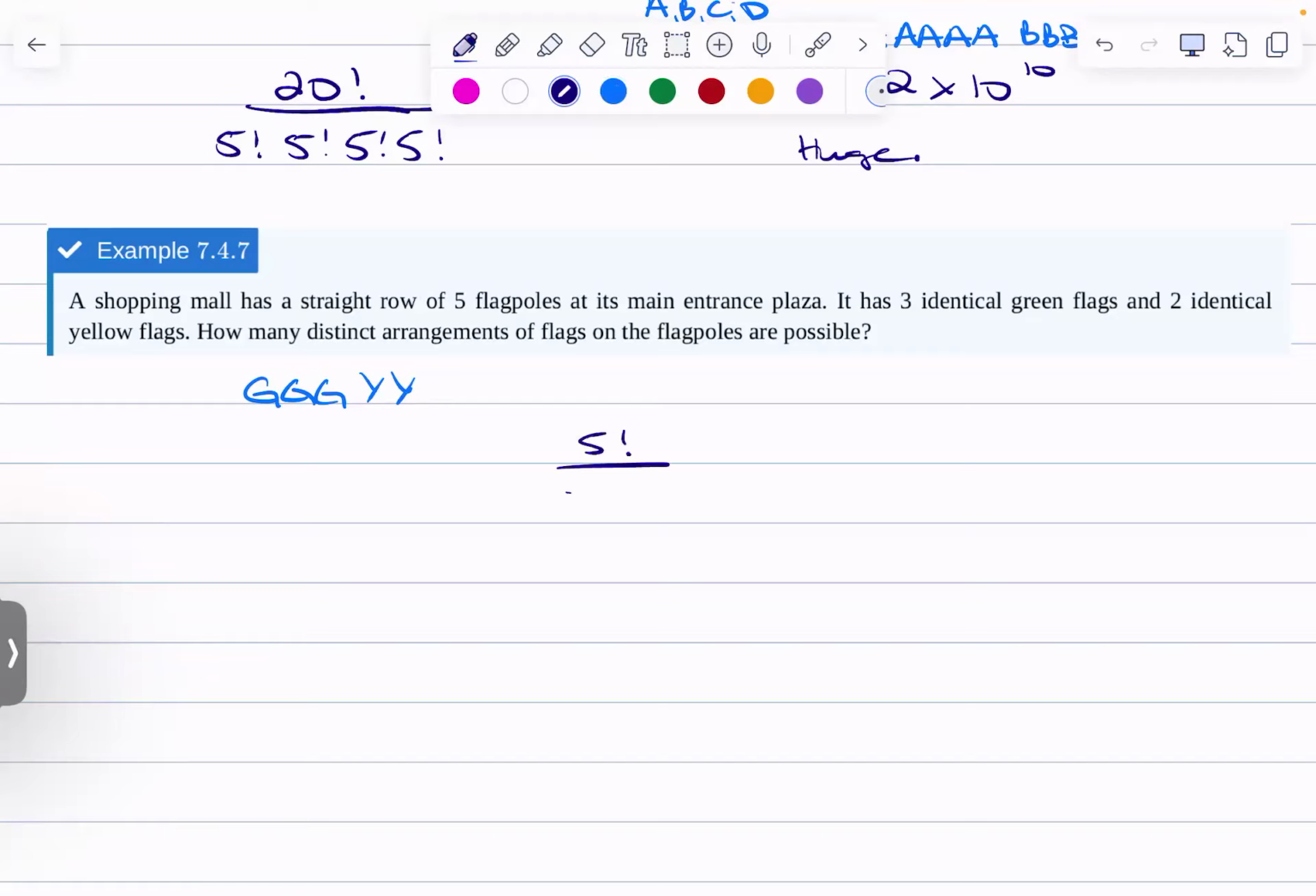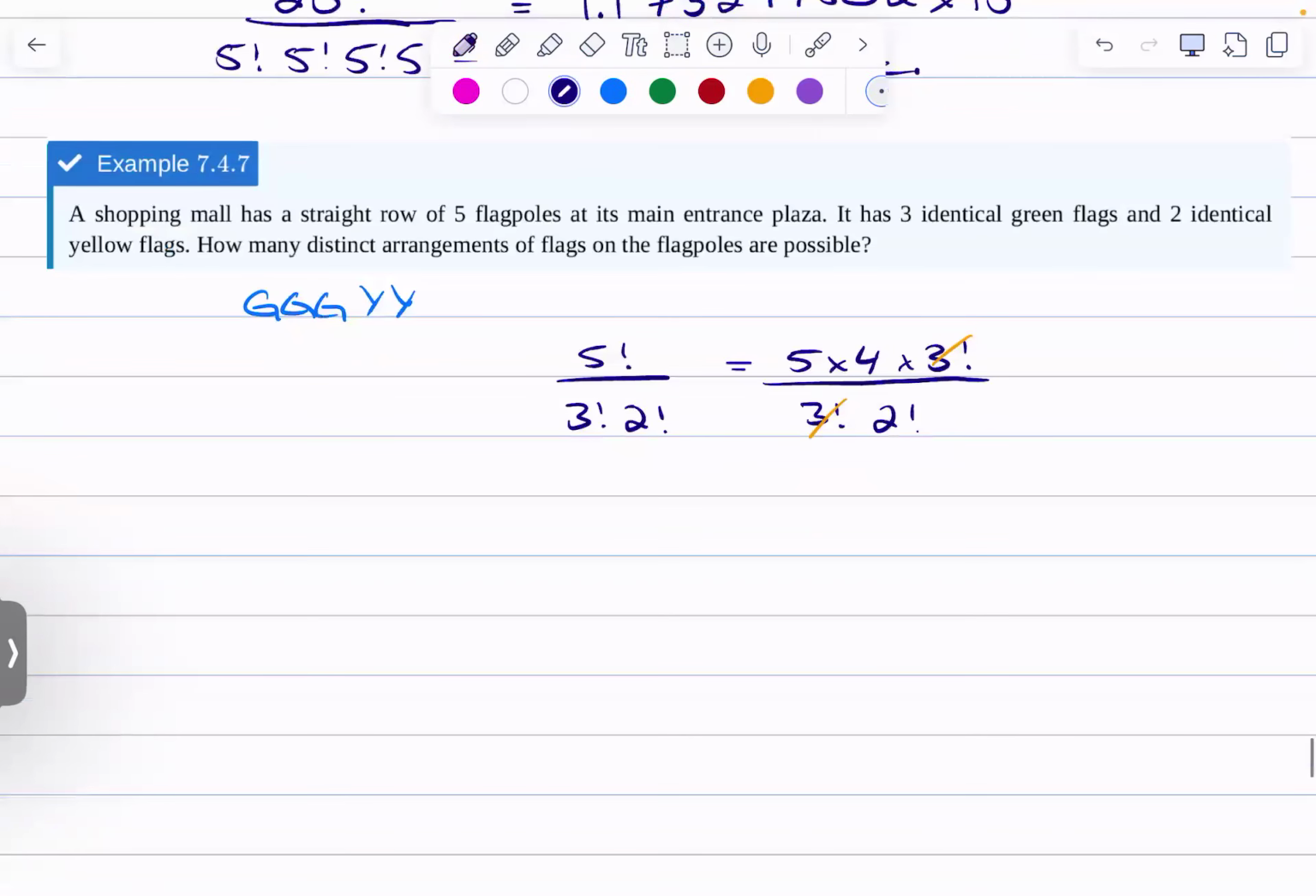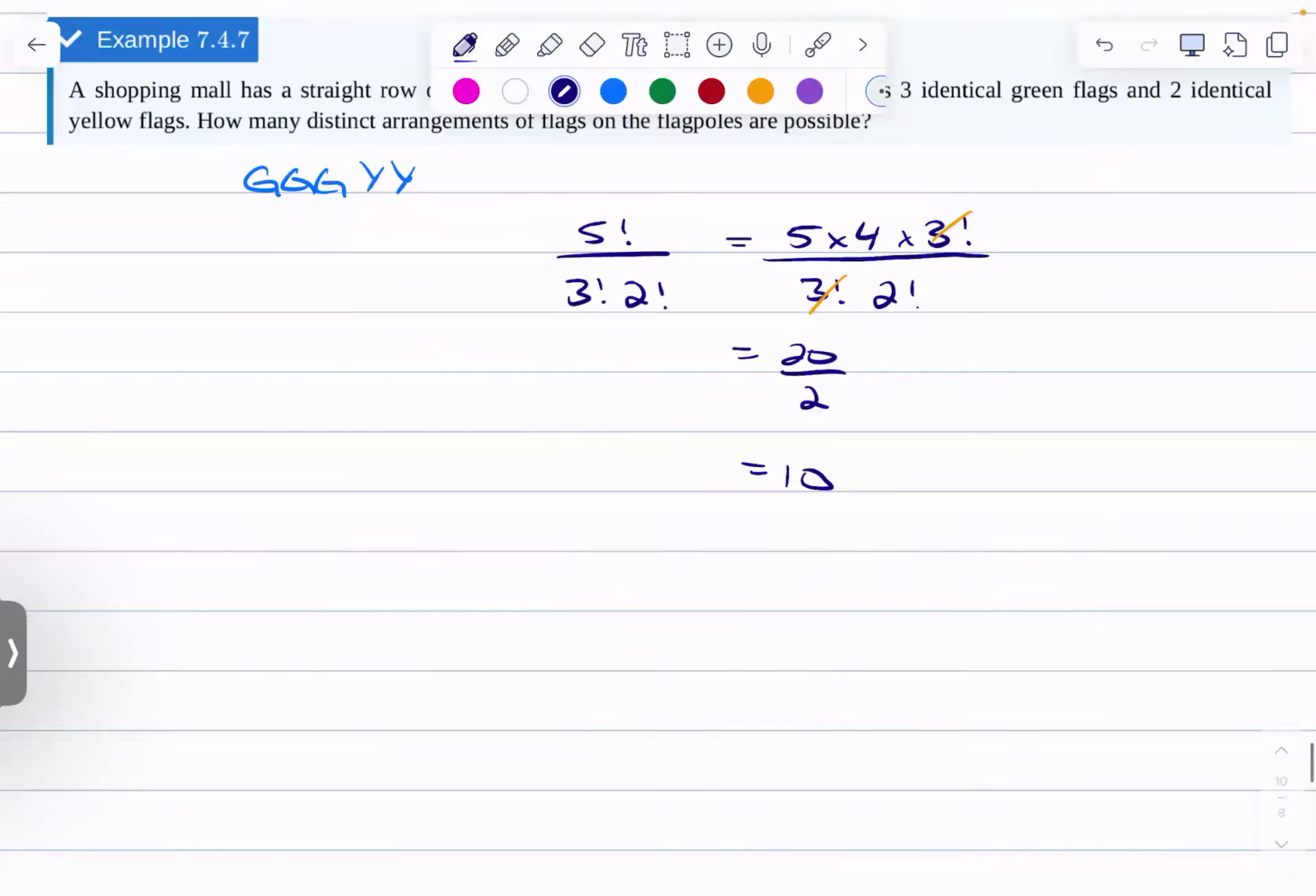5 factorial divided by 3 factorial, 2 factorial. Now we're talking. 5 times 4 times 3 factorial divided by 3 factorial, 2 factorial. 20 divided by 2, 10. Good job, guys.